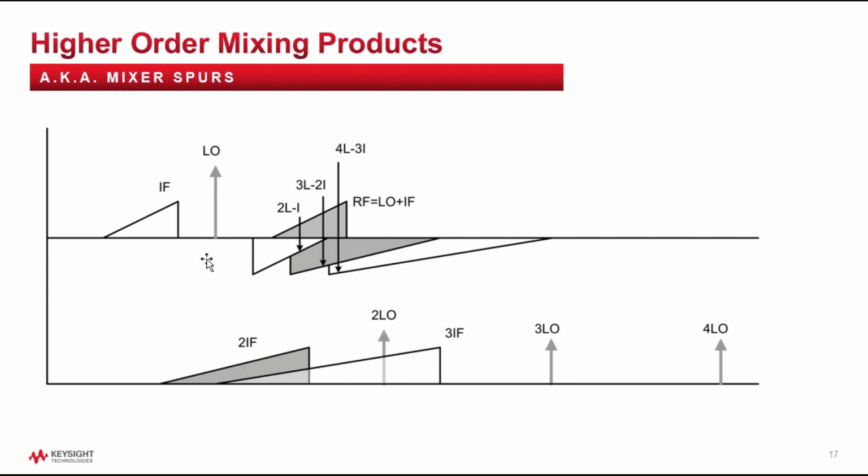Same thing with the 2LO minus IF. So here's the 2LO, here's the IF, so we can take this point and subtract it from this point, and it starts here, and we can see that this will be a crossing spur right here. And then we see 4 times the LO minus 3 times the IF, and I do my construction, and sure enough, I'm going to get a crossing spur right here. So where the two amplitudes are the same, that's where I get a crossing spur. I hope this helps you understand how mixers operate and how some of the higher order products are generated and where they might show up in your mixer diagrams.